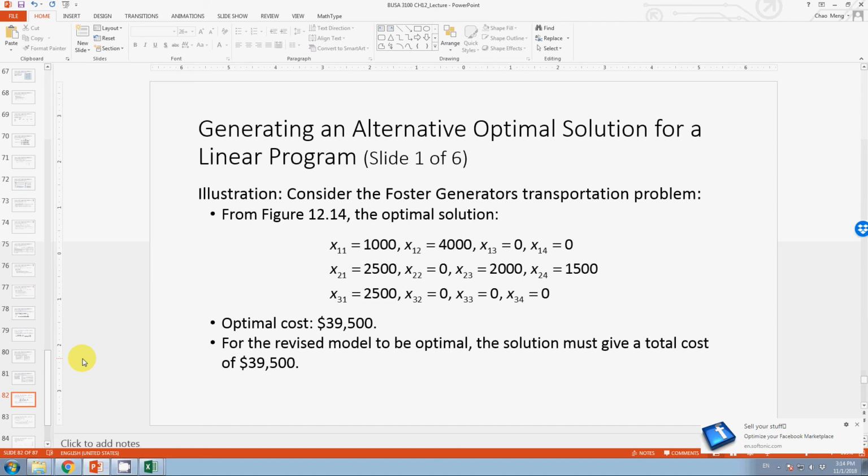And the next topic is to determine the alternative optimal solutions. I will talk about that in the next video.